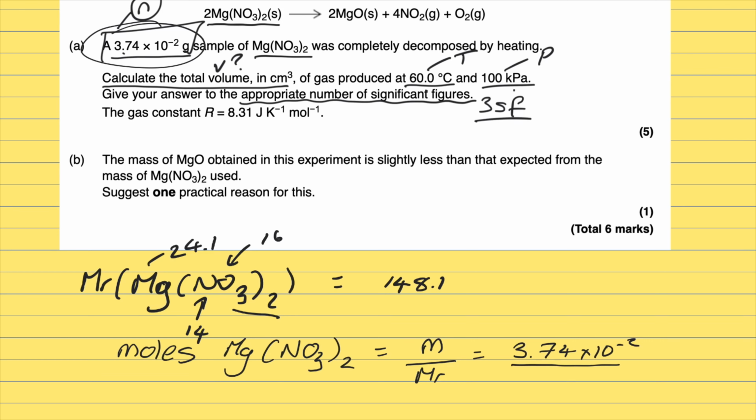and dividing that by the MR, which I just calculated here, which is 148.1, and that is going to give us an answer of 2.52 times 10 to the minus 4.